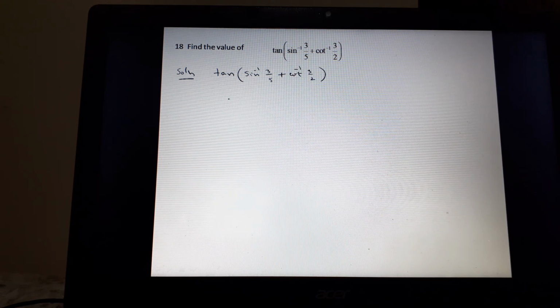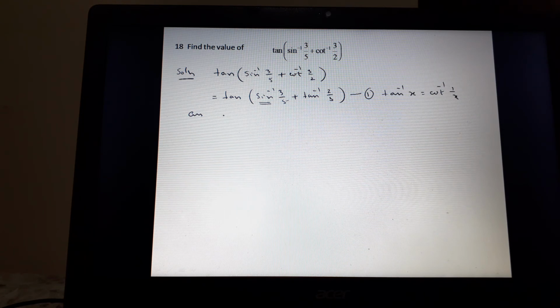This has no problem, because I can write it as tan of sine inverse 3 by 5 plus tan inverse 2 by 3, because this property we know, tan inverse x is the same as cot inverse 1 by x. So using this I can write this. Now this sine inverse I should convert into tan. So how to do it? Let us take this one as 1. We will keep it as it is.